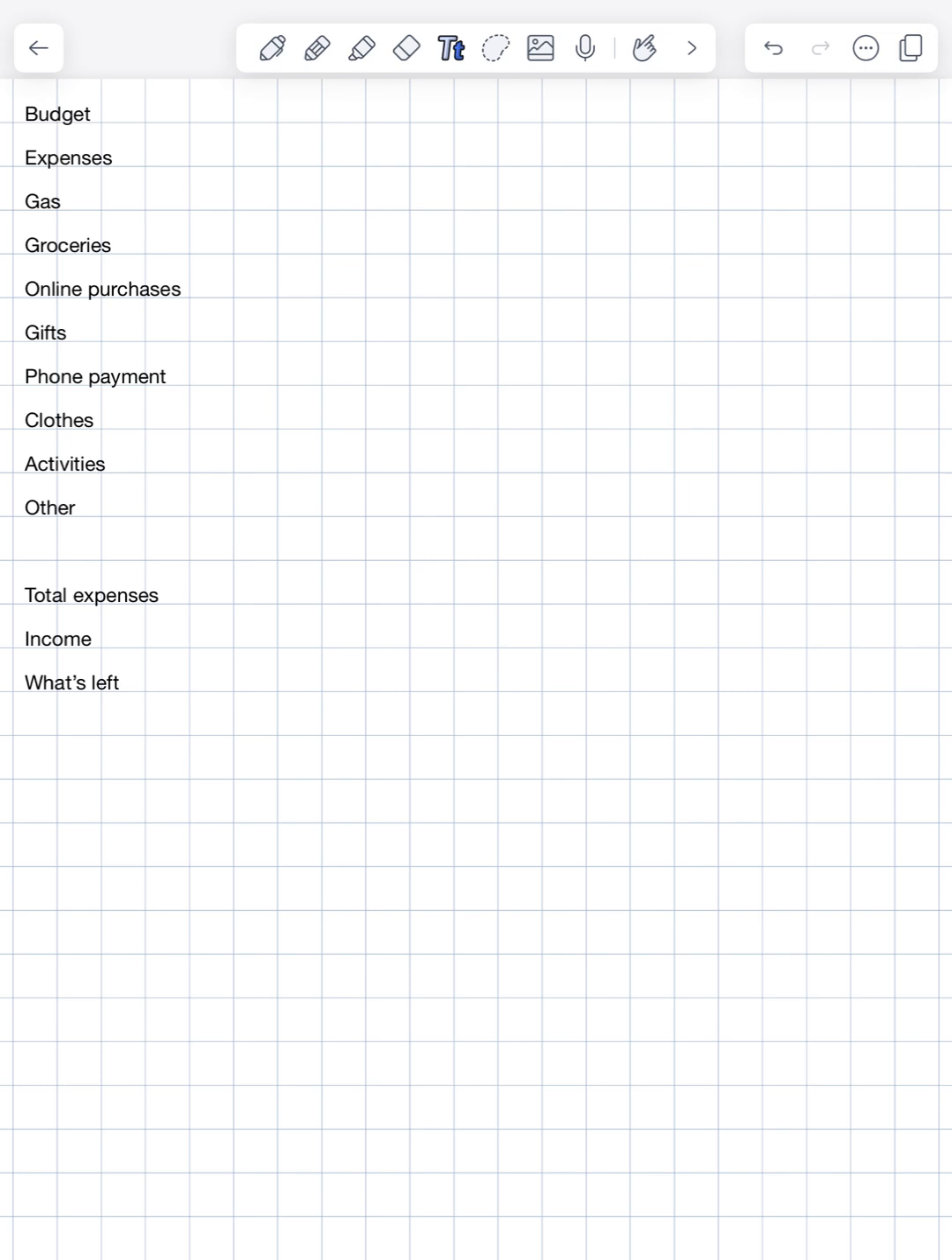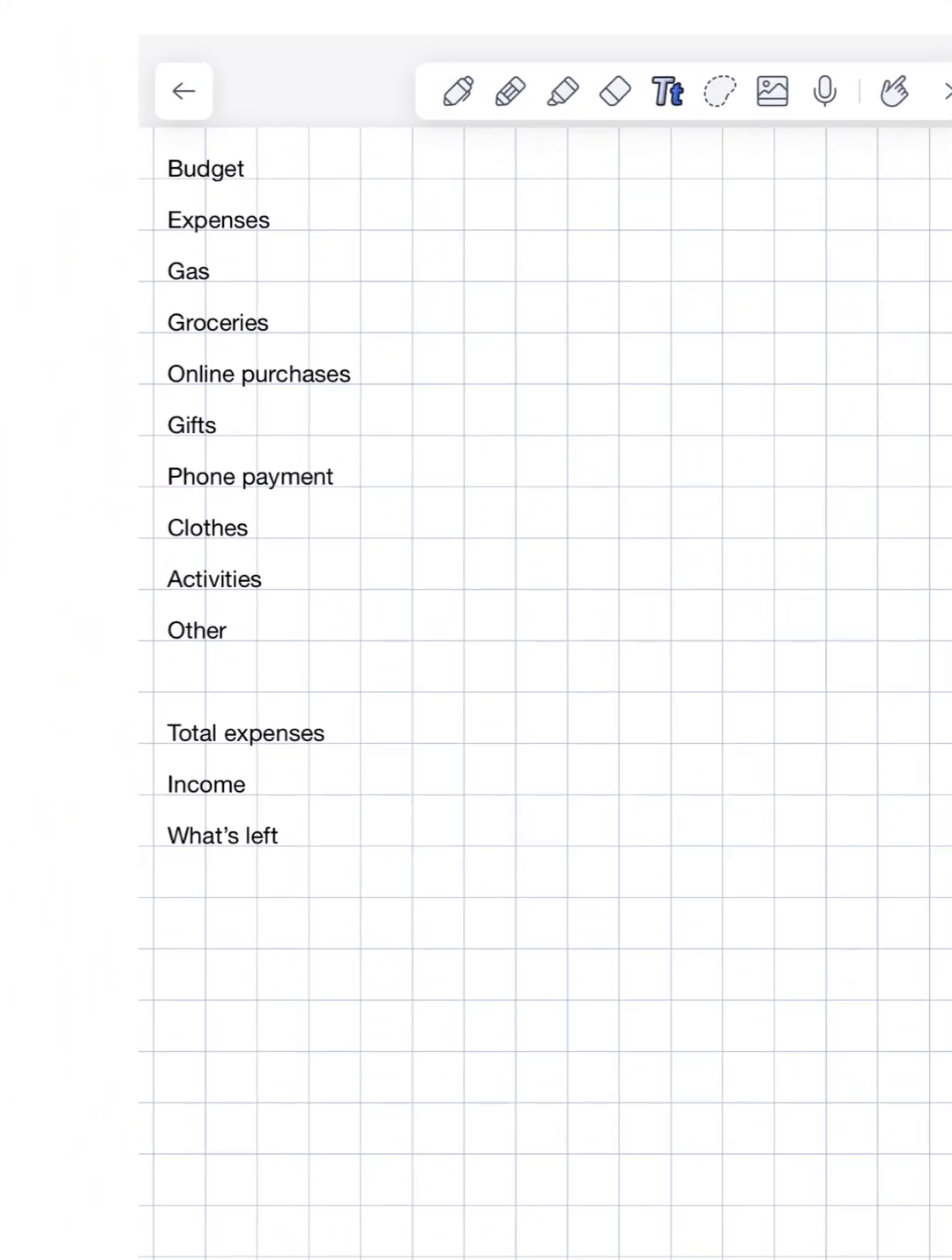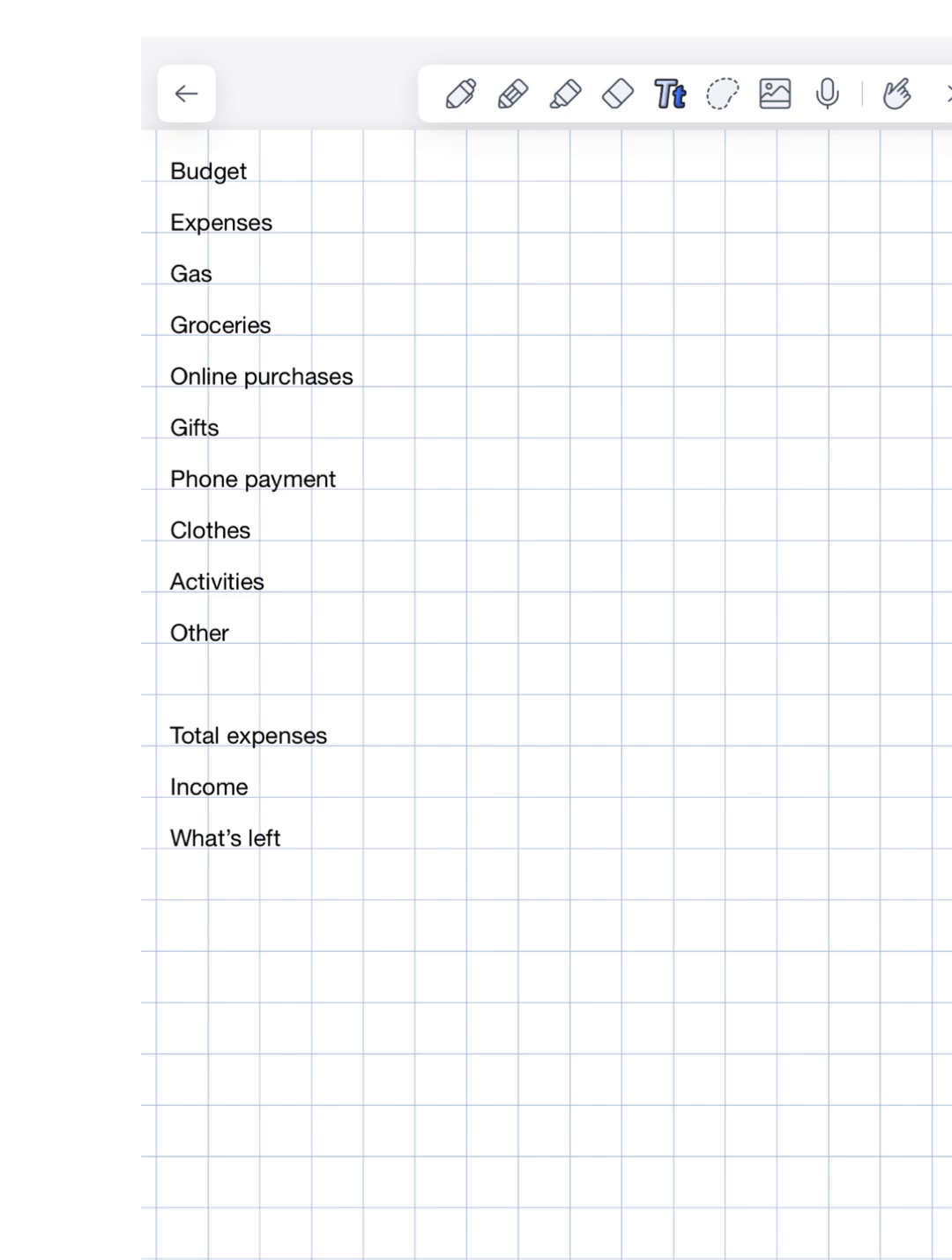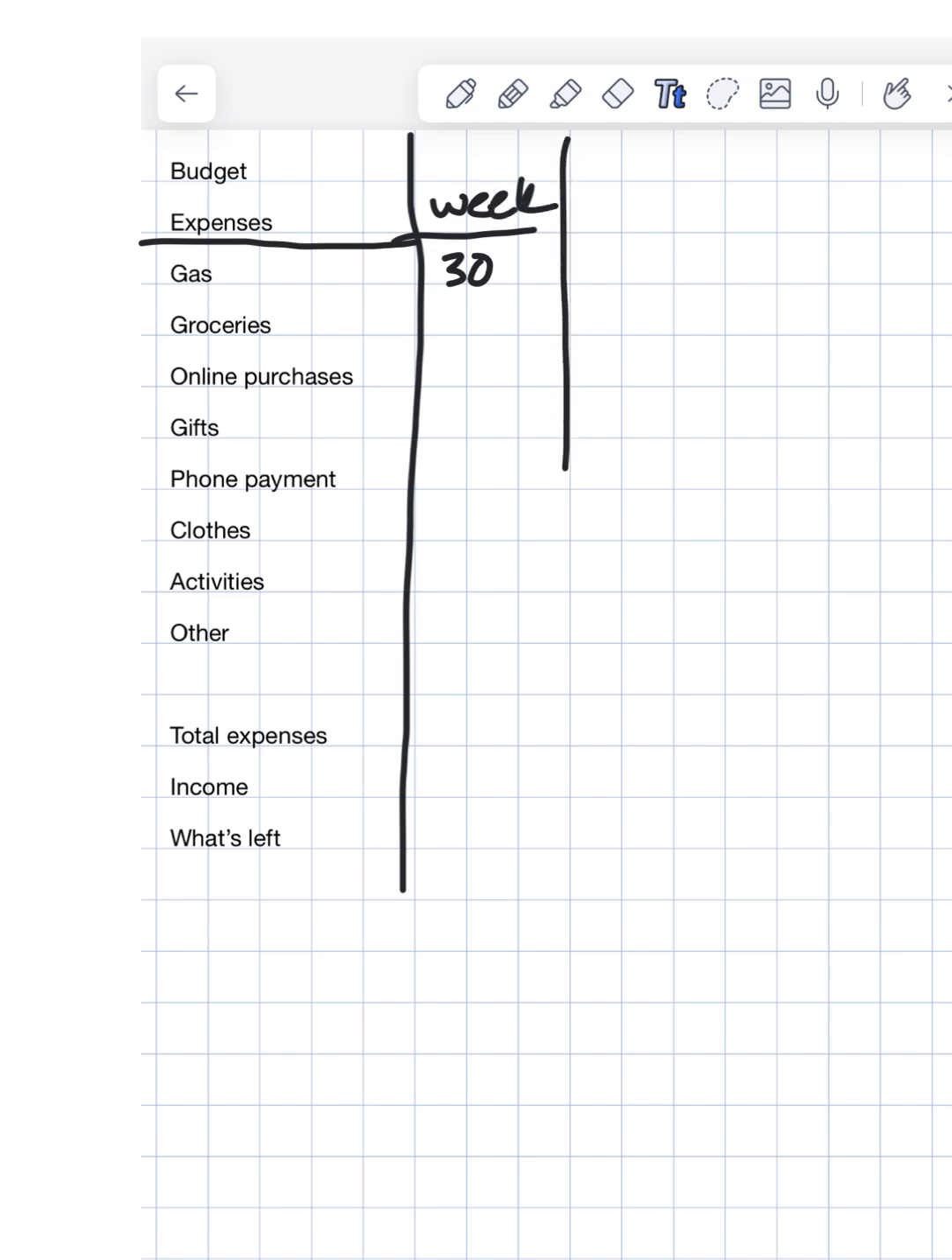Okay, so I set up here what a graph paper might look like. So I got budget at the top, and then this is my list of expenses. I'm going to draw a line here, and I'm going to estimate what all of those expenses are going to be. So gas, if I'm just driving to and from school, to and from work, you can ask your parents, but that's probably about $30 a week. Also, we're going to have week, and then we're going to multiply by 4 to get month.